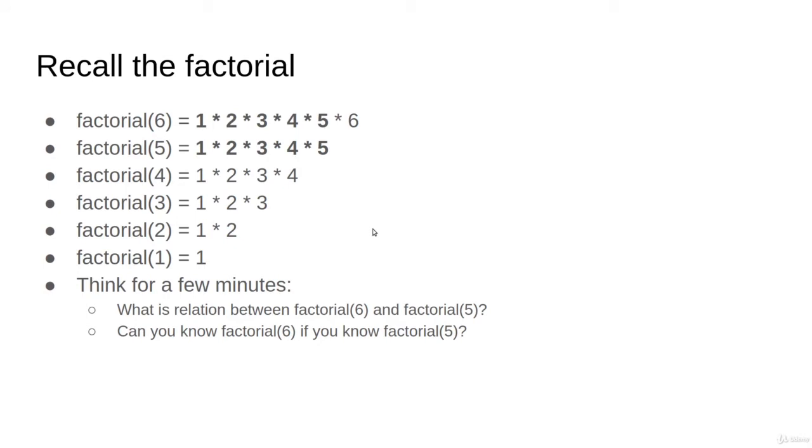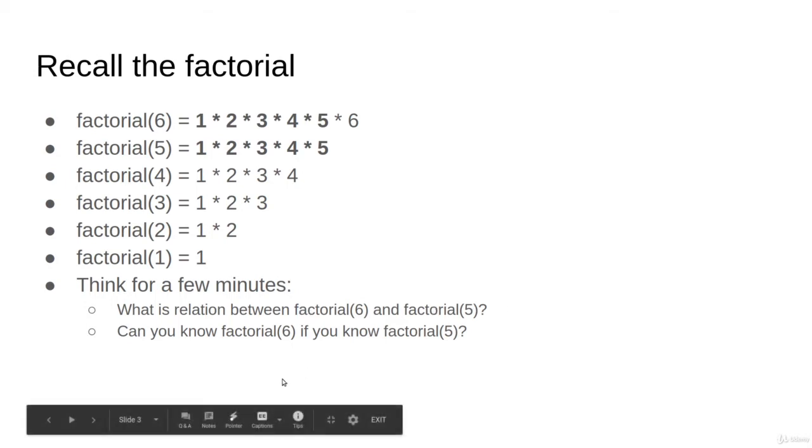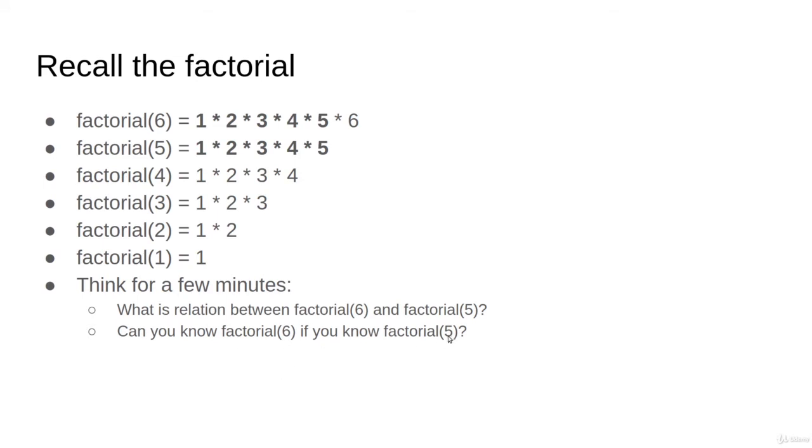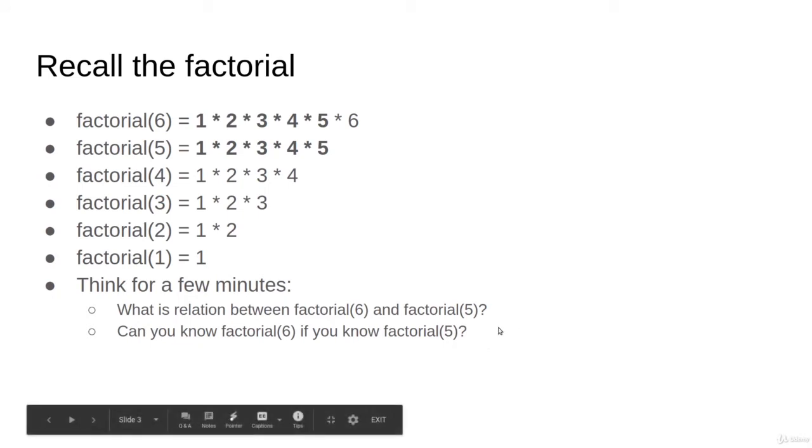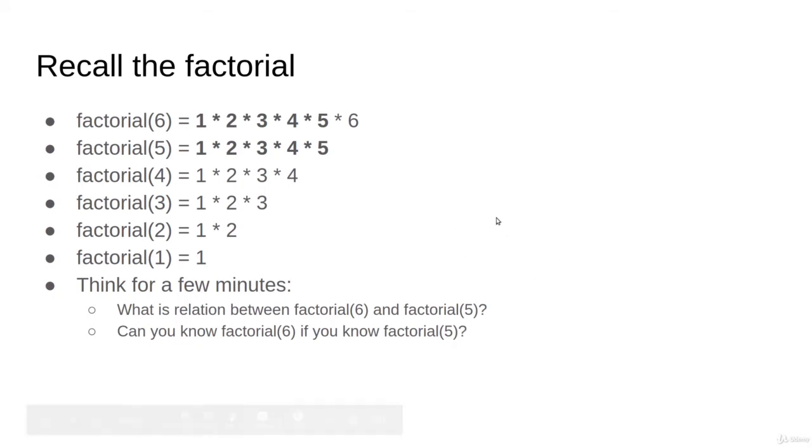Consider the factorial, for example. Factorial 6 is a multiplication of the numbers from 1 to 6. Factorial 5 is the multiplication of the numbers from 1 to 5, and so on. I would like you to think for a few minutes. What is the relationship between factorial 6 and factorial 5? Also, can we know factorial 6 if we know the answer of factorial 5 or not? Give yourself a few minutes to think, and consider what I was saying about problems and sub-problems.